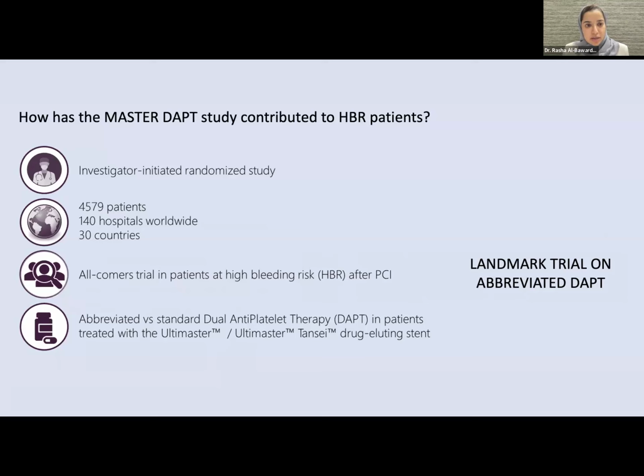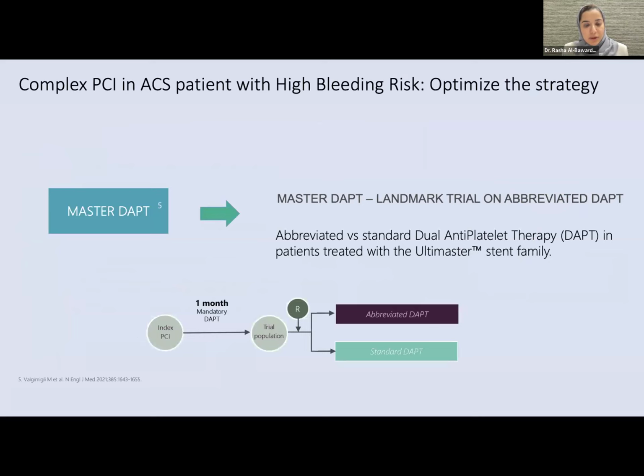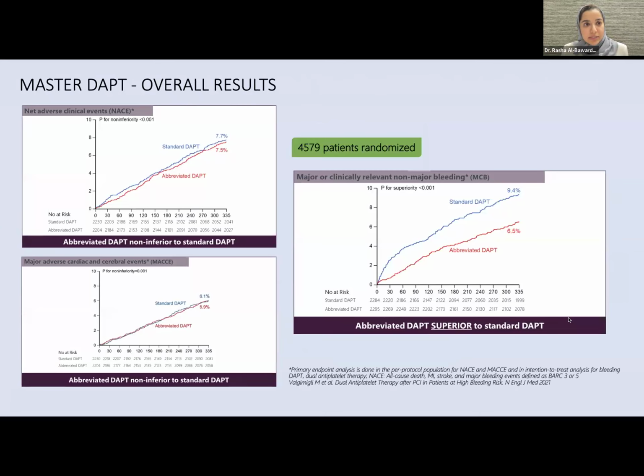Not only was it a large trial, but it also covered patients from Saudi, led by Dr. Asnaj at King Fahd Armed Forces. And it was pretty much all comers and patients with high bleeding risk. And they randomized them, after 1 month, to either abbreviated DAPT with one single antiplatelet afterwards, or standard DAPT therapy, depending on the indication. And what they found is that in terms of NACE and MACE, it was actually non-inferior to the standard DAPT.